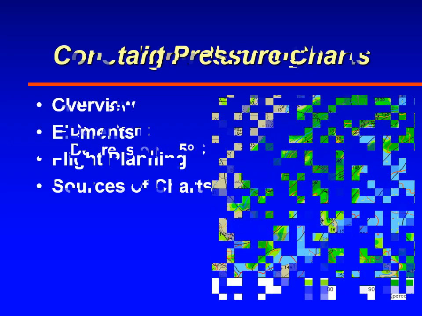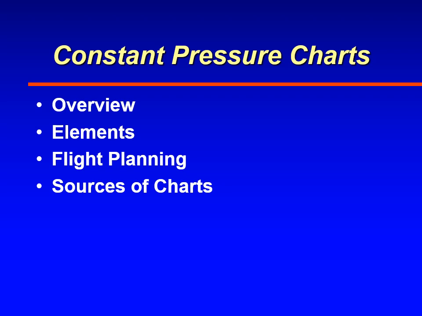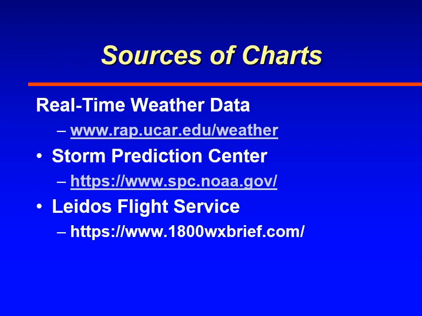The last item on our to-do list is looking at sources of weather charts, constant pressure charts. There are many places where you can get constant pressure charts, but these are probably the best. The first one is the real-time weather data, which is provided by the National Center for Atmospheric Research. Also, the U.S. Government Storm Prediction Center has a great website for charts. And then also Leidos Flight Service, since pilots tend to gravitate towards flight planning software, Leidos actually provides upper air charts. We'll look at all three of these and compare their charts.